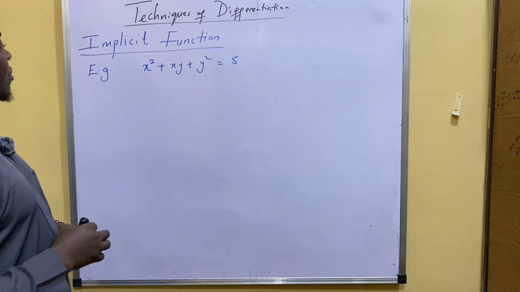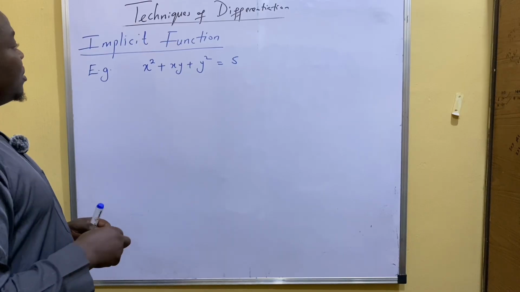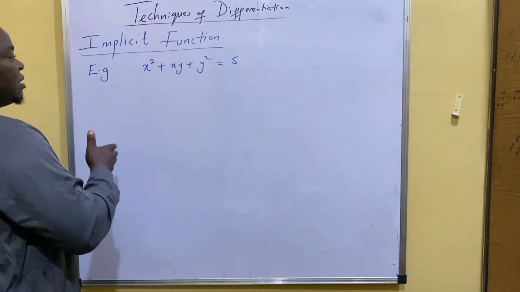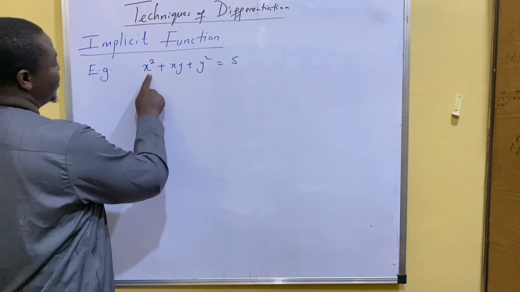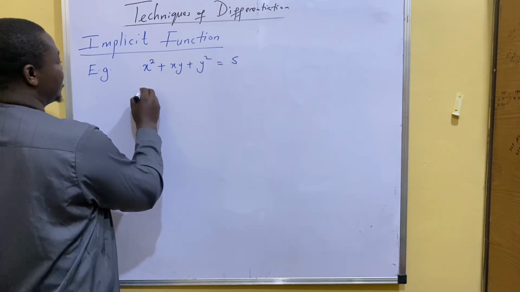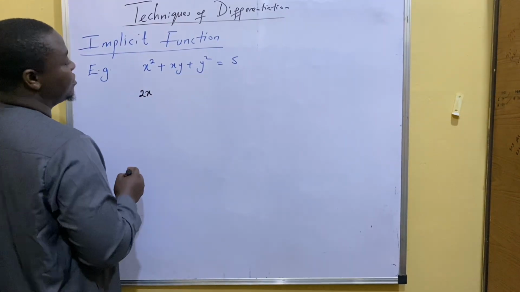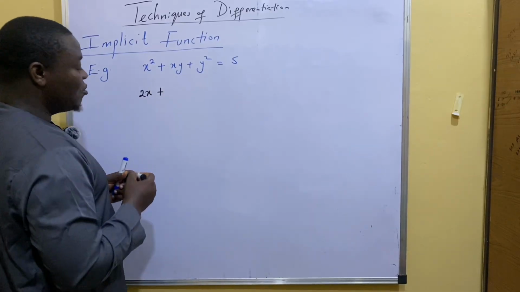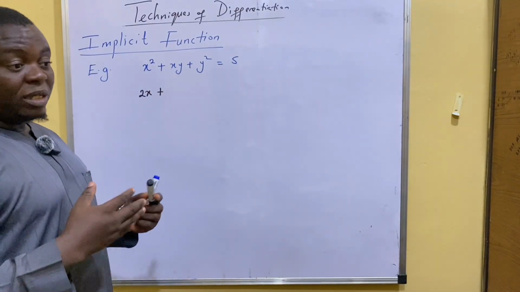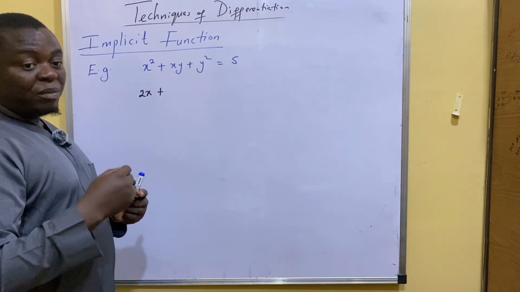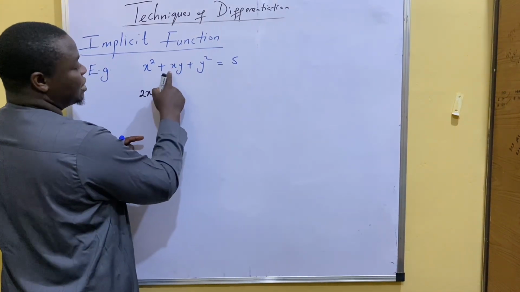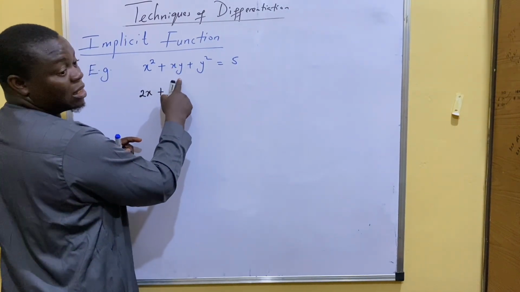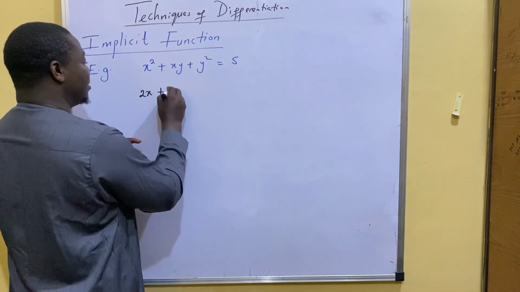So whenever we have a function like this, how do we find the derivative? We differentiate term by term. So we differentiate x squared. What will x squared give us? 2x. Beautiful. Plus, whenever we have the product of x and y, we apply the product rule. So recall the product rule: we take the first as u, take the second as v. So don't forget our product rule.